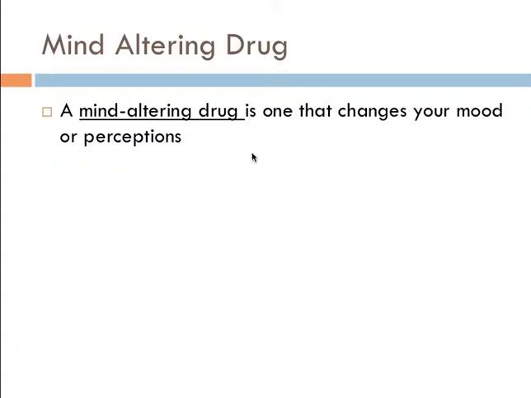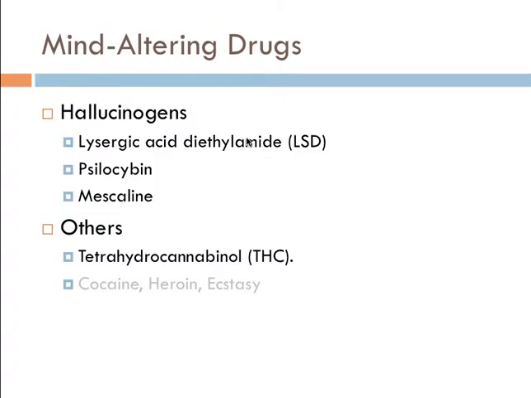Definition: a mind-altering drug is one that changes your mood or your perceptions. So with this definition, some of the previous stimulants that we've looked at would definitely be included in this category. We're going to look at two broad categories. The focus of this screencast is going to be on the hallucinogens, in particular LSD, psilocybin, mescaline, and THC. The stimulants discussed previously, cocaine, heroin, and ecstasy, are again those stimulants that would be included since they alter the mood. And we'll look at some of the similarities.